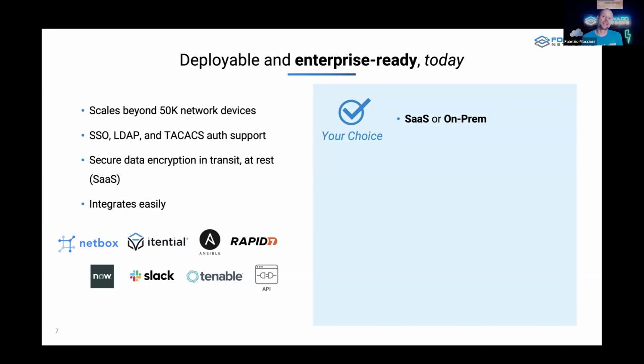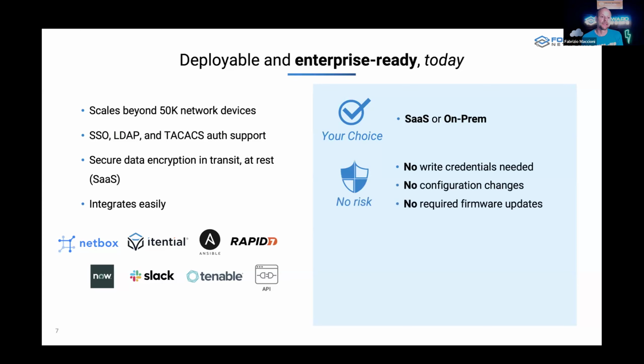We provide two different deployment options. You can rely on our SaaS offering, so it's fully managed by Forward, or you can deploy it on your premises, either in your data center or in your own cloud. And we say it's no risk because we collect information using read-only credentials. We don't change any configuration in the device, so we don't change the actual network. And we don't require any firmware updates. So we just read the configuration and state using read-only credentials.